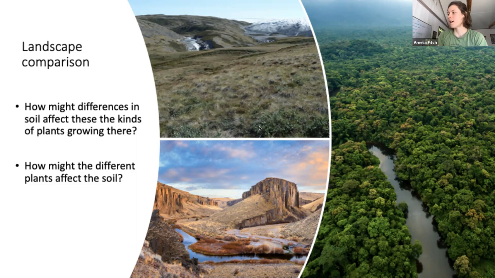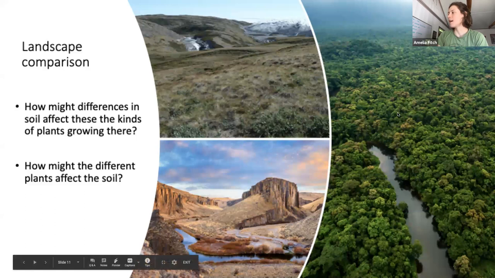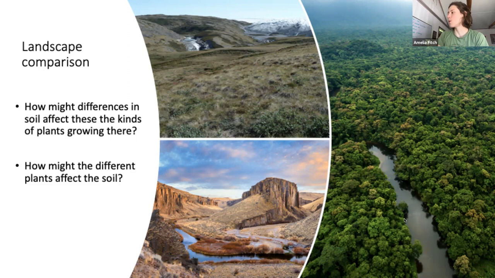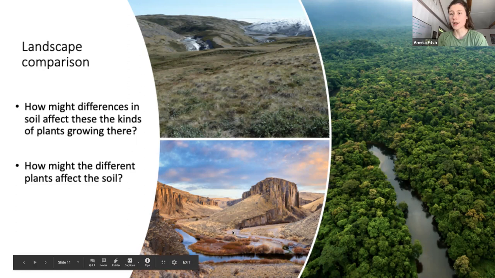And then a reason why the Amazon has these tall trees, maybe it has something to do with the amount of nutrients in the soil. And then for the high desert, maybe there's something going on with the amount of organic matter and the rate at which plants are able to grow there. If they're limited by water, maybe there just isn't as much organic matter, and so things just grow really slowly there.